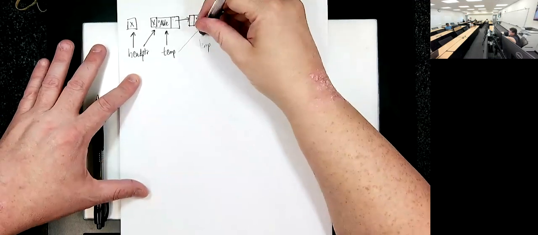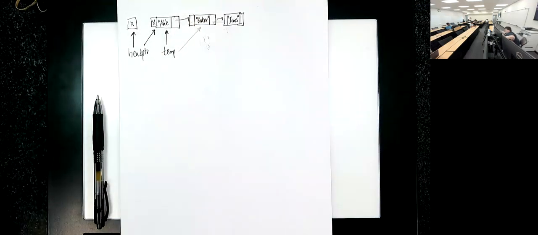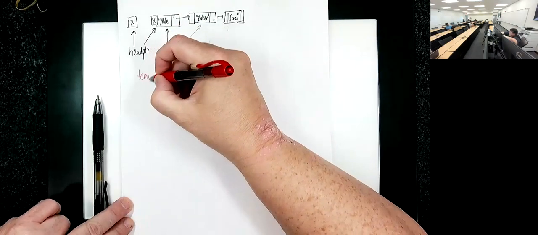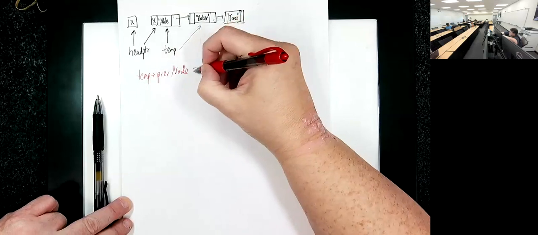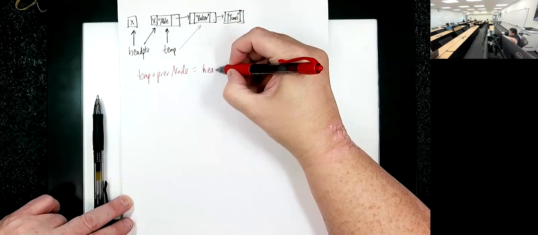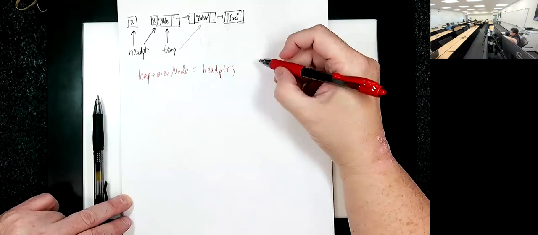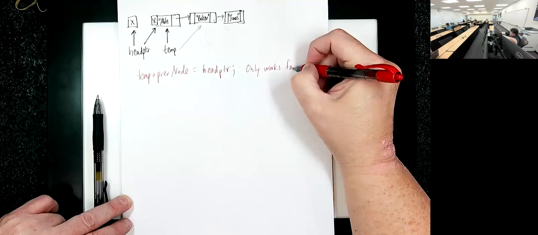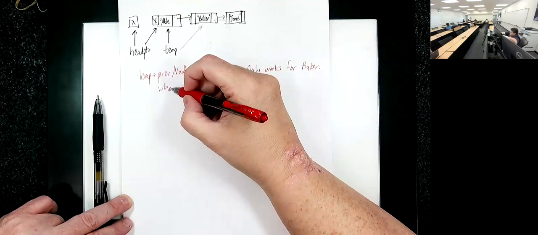Let me put it down below. Use something that shows up a little bit better. I can always say temp previous node equals head pointer. But that's only gonna work for Baker. What about the Jones node?